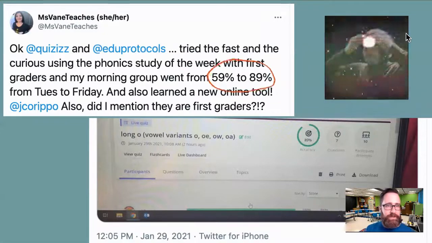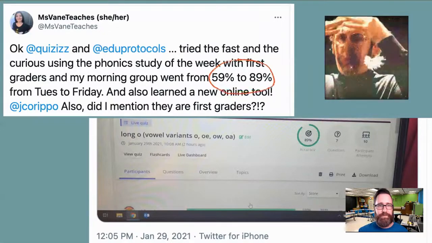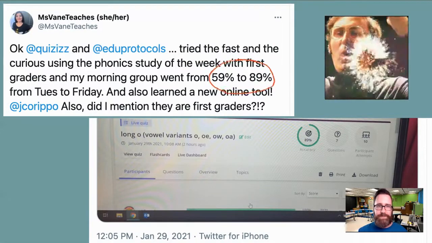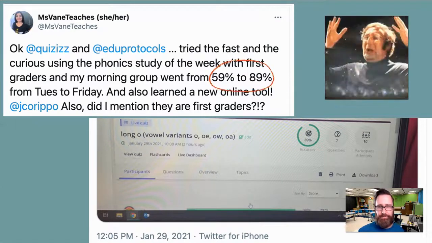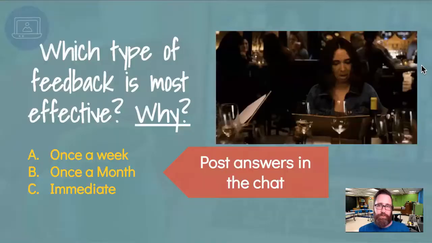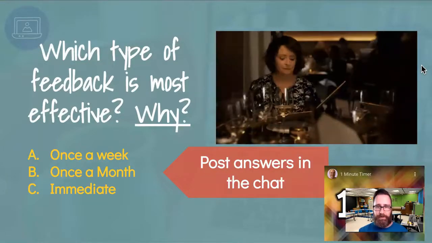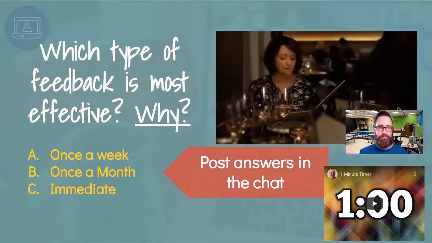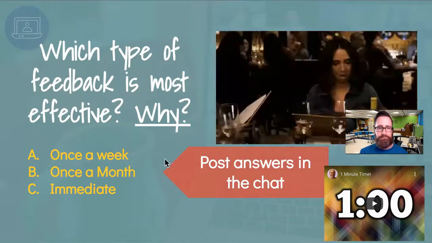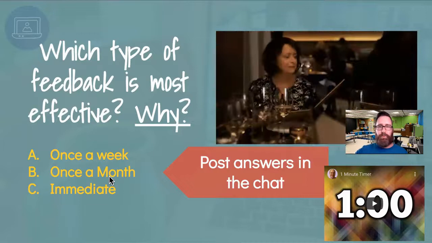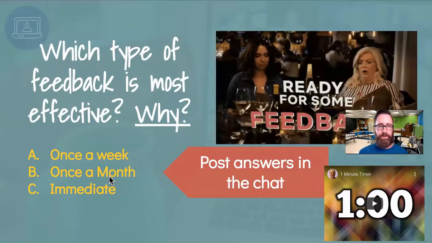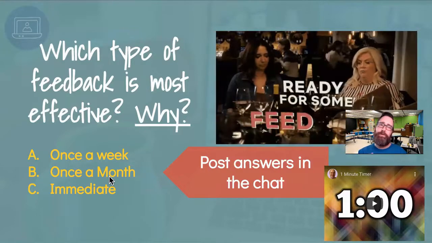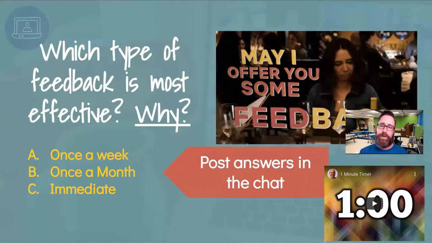And then Miss Vane teaches, I don't know what grade level this is, first graders. They jumped up from 59% to 89%, from Tuesday to Friday. So this is real data with real teachers. And we were talking about feedback earlier in this session. So which type of feedback is most helpful, is most effective, and why? Once a week, once a month on those big old long reports that it takes a month to look through and grade, or immediate? Post your idea in the chat. You're putting which type of feedback is most effective and why. So drop that in the chat.